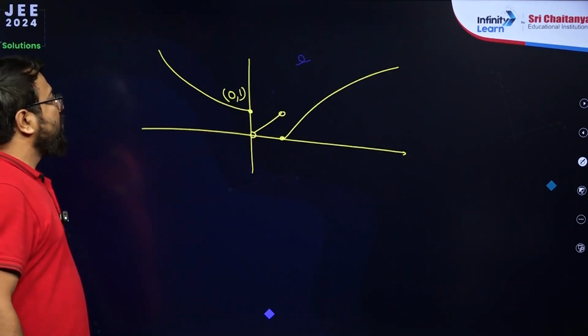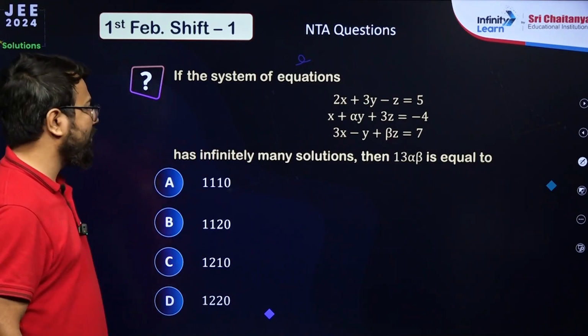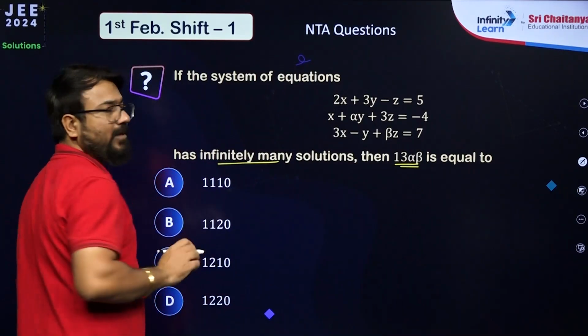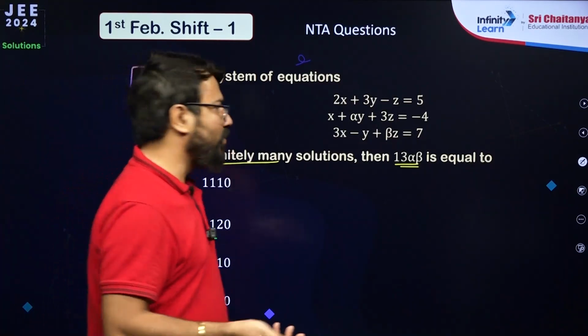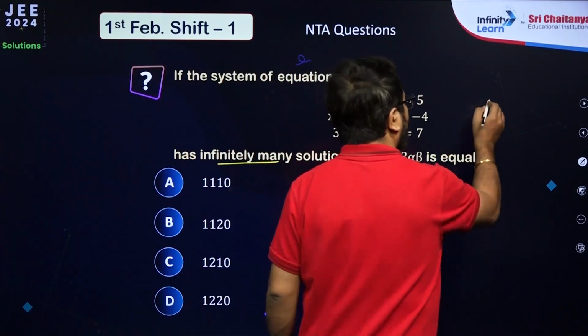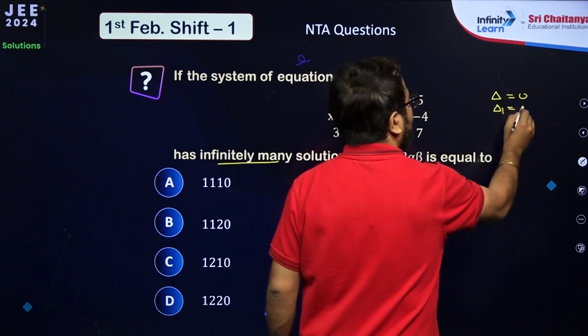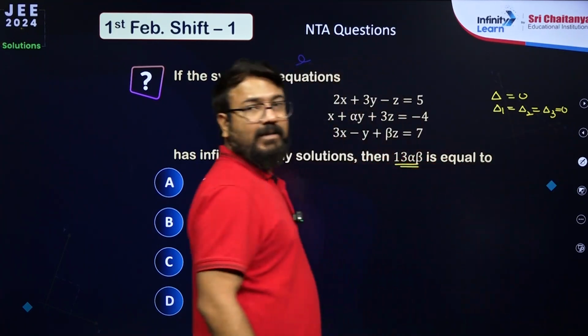Yes. So let us talk about the next question. This is a system of equations question in which we need to get the value of 13 alpha beta if this system of equations has infinitely many solutions. So we'll be using Cramer's rule. In Cramer's rule, we all know that delta is 0, delta 1 is 0, delta 2 is 0, delta 3 is 0 if it has infinitely many solutions.